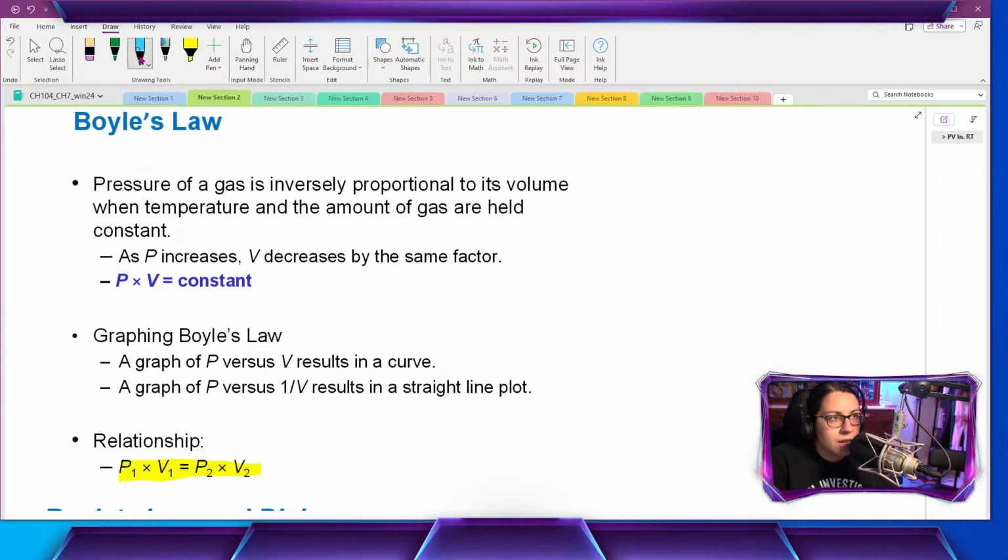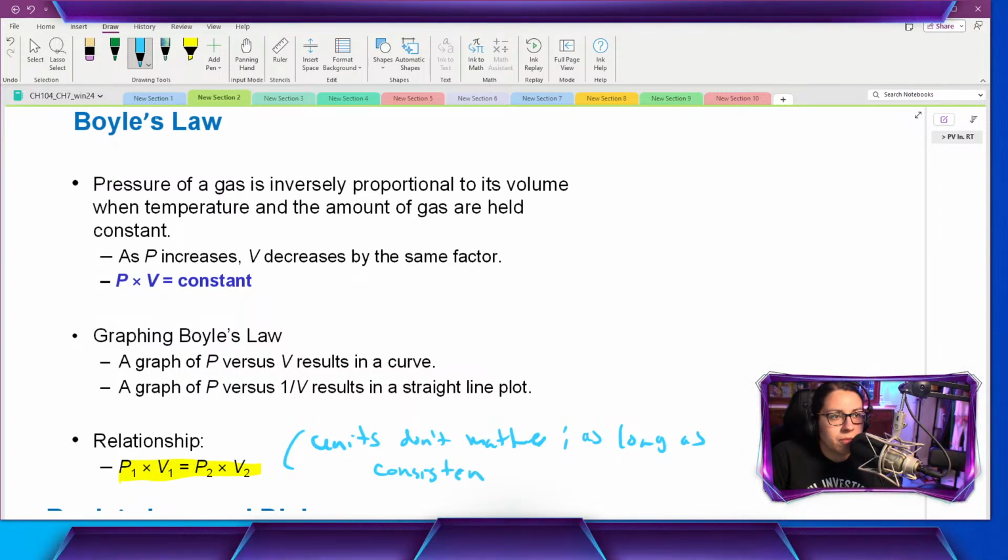And so in this case, I'll say that units don't matter, as long as they're consistent. And so all that means is, right, pressure could be in torr and volume in milliliters. And that's fine, just as long as you're working with this relationship here.